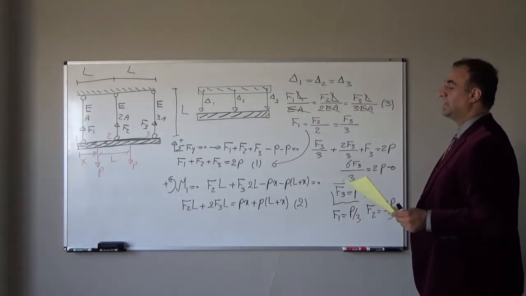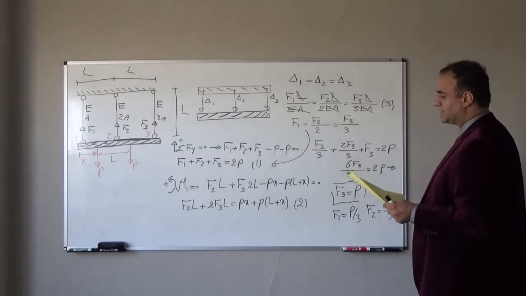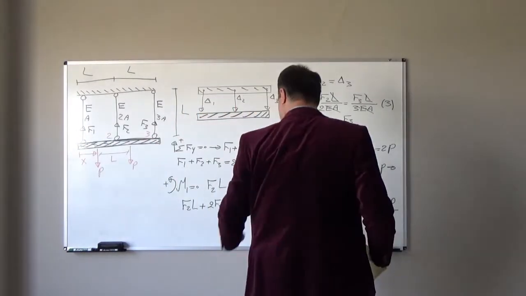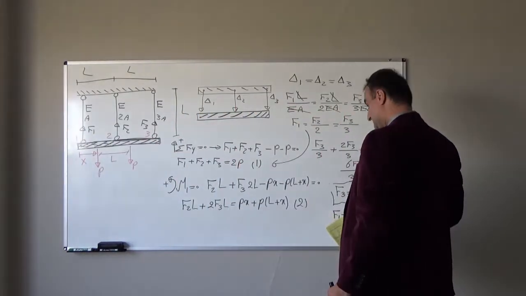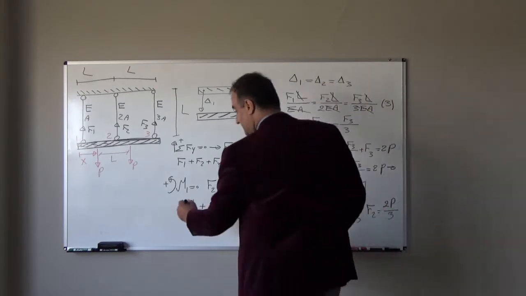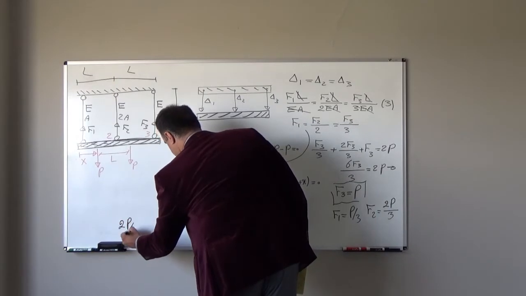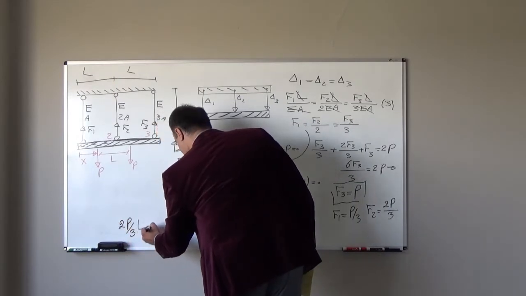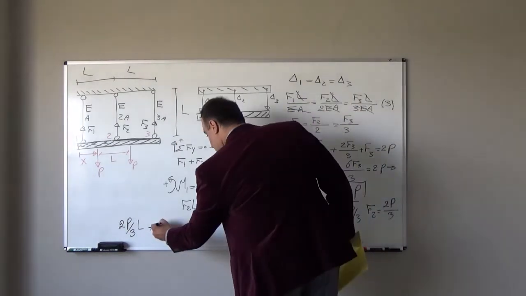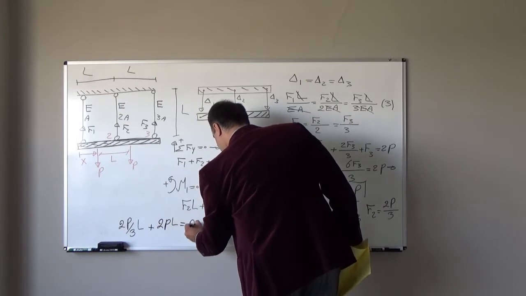Once I have F1, F2, F3, if I write the summation of moments with respect to here and plug everything in, I can find X. Instead of F2, I put 2P over 3 times L, plus, instead of F3, I plug in P, 2PL is equal to Px.